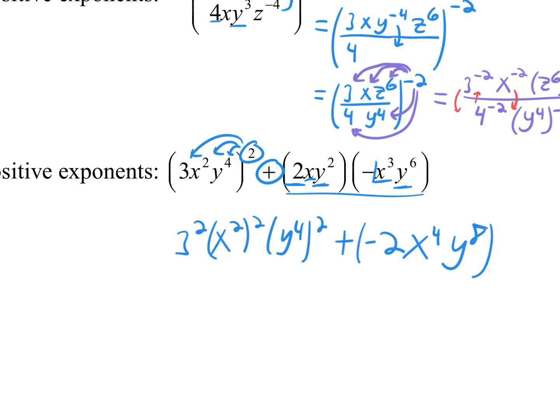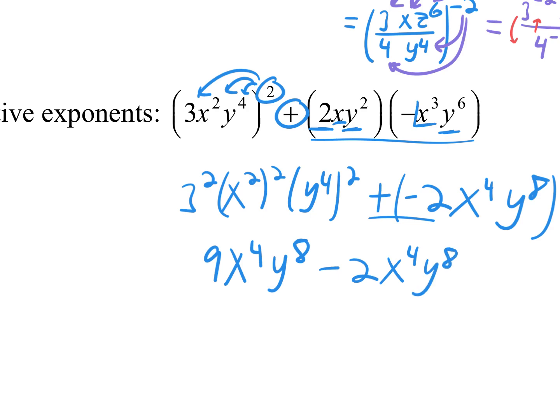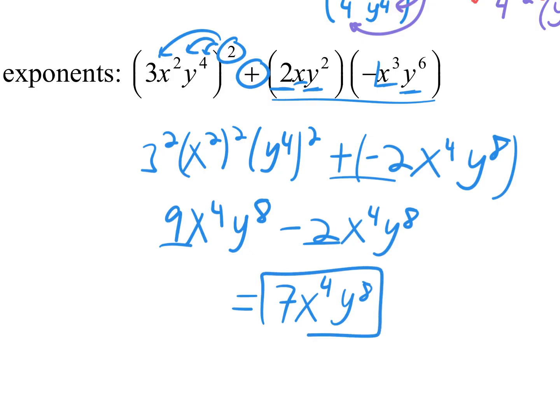So far, so good. And it looks like the left-hand side we can simplify a little bit more. Once you do your powers of 2 and your squares, what do you get on the left side? 9x. Very good, guys. And then plus a negative just becomes minus, so we get minus 2x to the 4th, y to the 8th. Are these like terms? Can I combine these? Yes, we can. So we just combine the 9 and the 2. So we get 7x to the 4th, y to the 8th. Not so bad, right? Good.